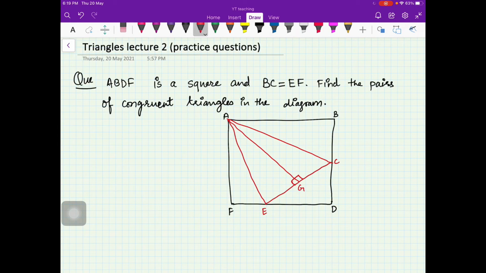Students, in yesterday's video, which was triangles lecture 1, we had discussed the concept of congruent triangles. I hope everybody knows what we mean by congruent triangles by now, if you have already seen video 1. If not, then please go to that video first and then come to this video. Again, congruent triangles are the triangles which have the same size and same shape.